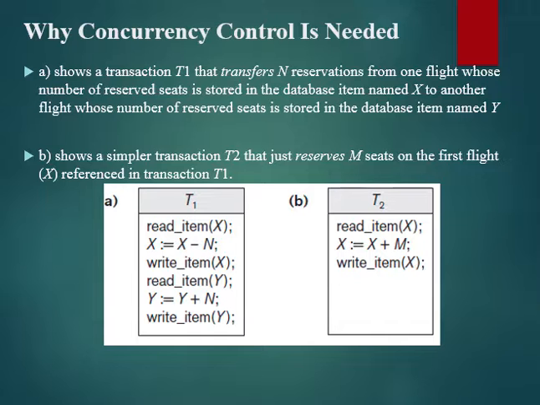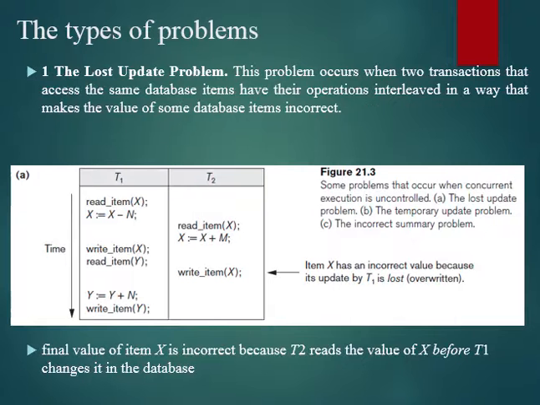Firstly, it may run two commands of transaction T1, then switch to transaction T2 and execute the first statement, read item of X. Then it can switch back to transaction T1 and execute the third statement, write item of X, then read item of Y. Then it can again switch back to T2. So likewise, the transactions are concurrently scheduled. The problems arise when this type of concurrent or interleaved scheduling appears.